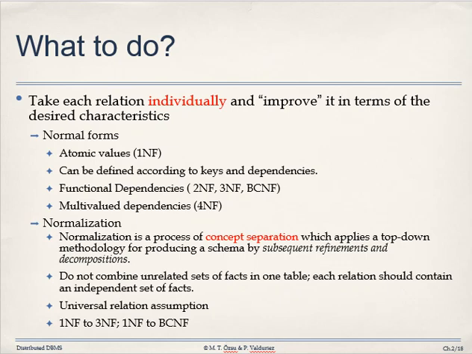So what we have to do is take each relation individually and improve it in terms of the desired characteristics. Up to now we have considered one table which contains all the information about various data that we are going to store in our relation or table. For that we need a normalization process, so we have to normalize our form.